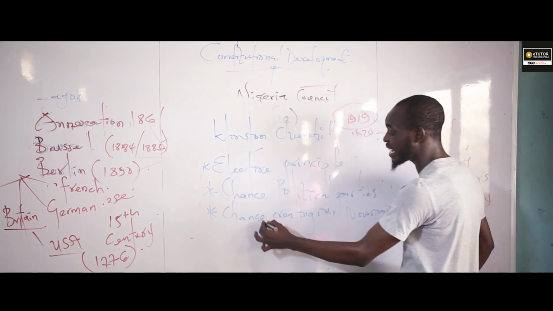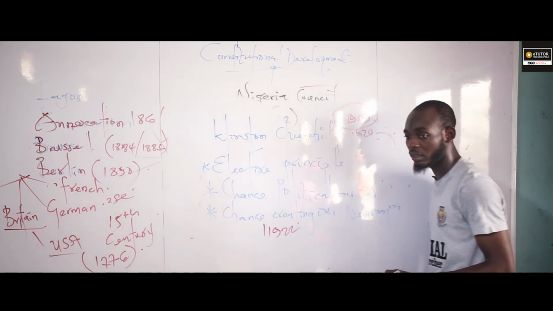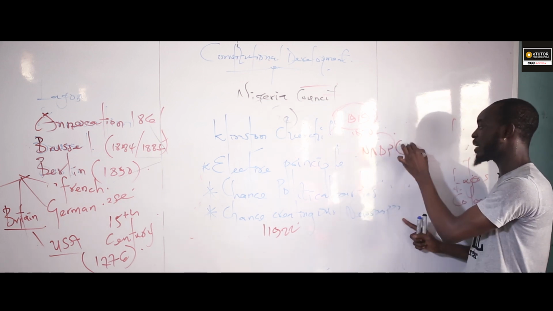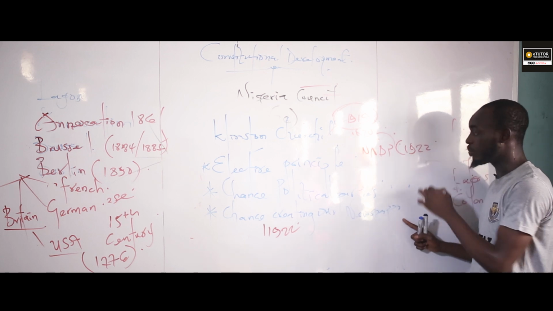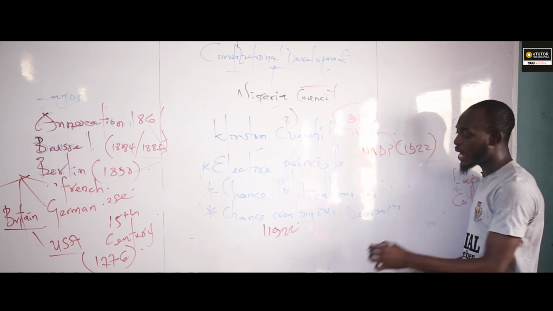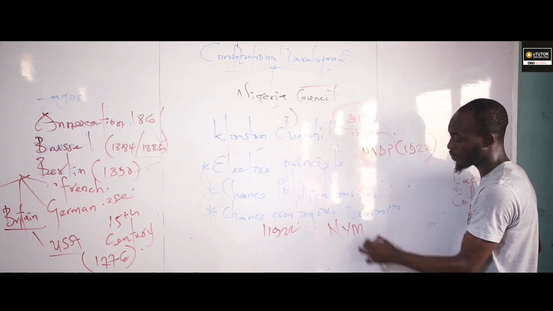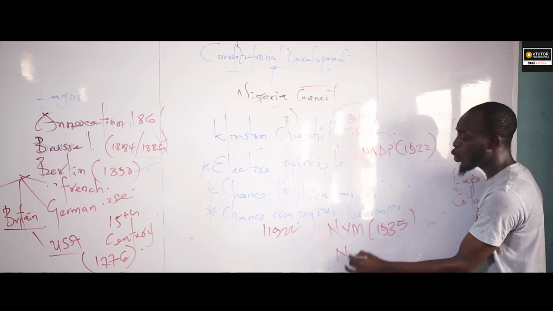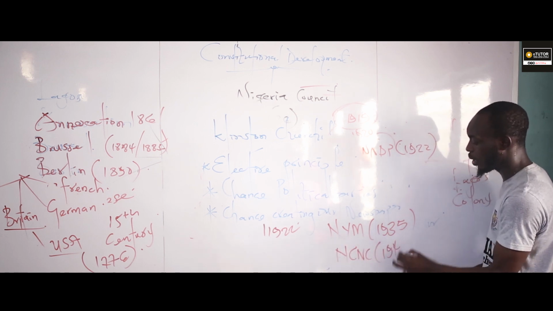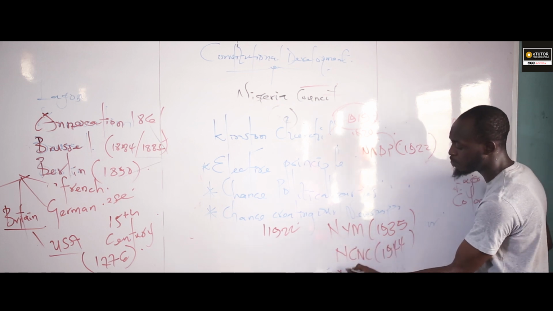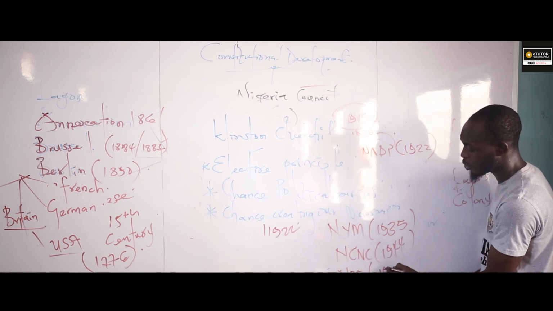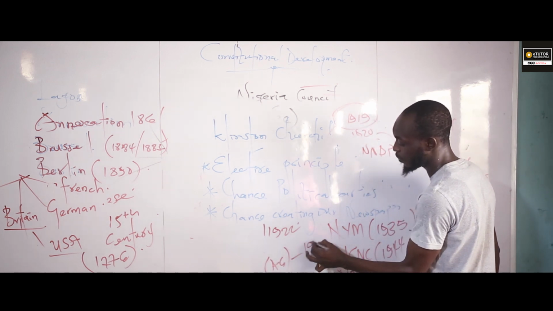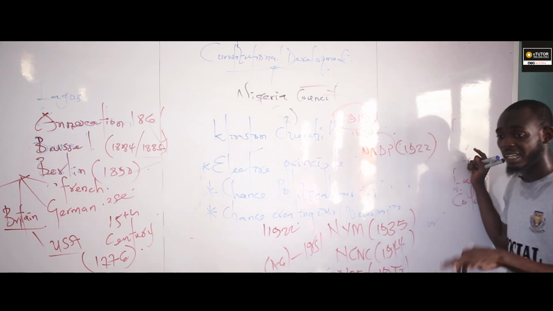That was the reason why the first political party that we have in Nigeria existed in 1922. That was NNDP. NNDP existed in 1922. Am I communicating? After NNDP, we have NYM in 1935. After NYM, we have NCNC in 1944. After NCNC, we have NPC in 1951. After NPC, we also have AG in 1951 as well. They were both created in the same year.